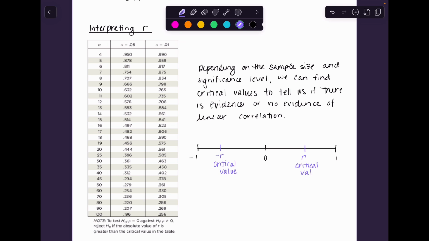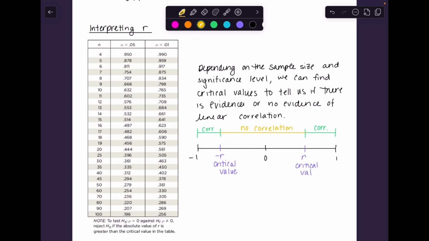You need to be bigger than either of these values to be able to have some kind of correlation. So essentially, if your actual value of r falls in this particular region, there will be correlation. And same thing here, if your value of r falls in this side instead, that means you just have positive correlation. But if it's in between, then unfortunately there is going to be no evidence of correlation.